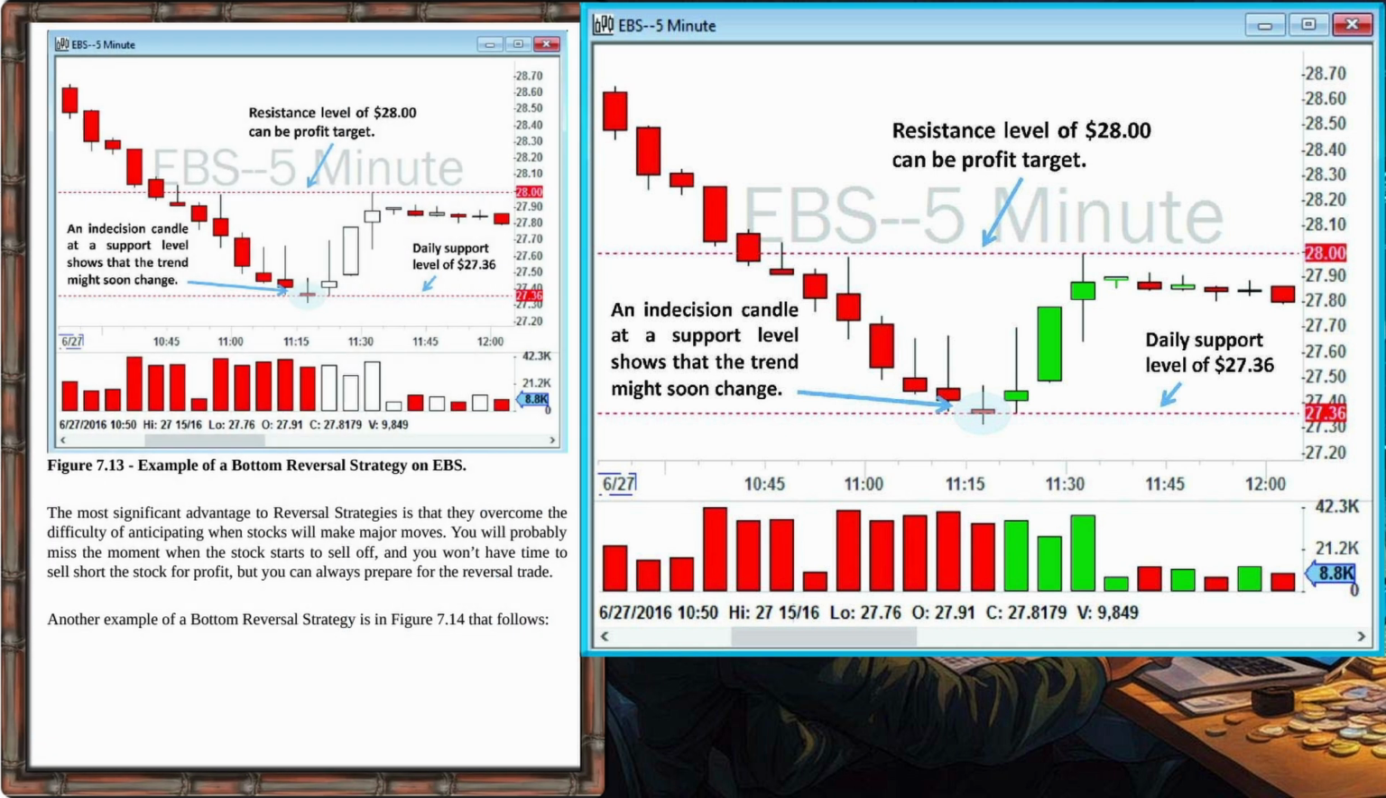The most significant advantage to reversal strategies is that they overcome the difficulty of anticipating when stocks will make major moves. You will probably miss the moment when the stock starts to sell off, and you won't have time to sell short the stock for profit, but you can always prepare for the reversal trade.